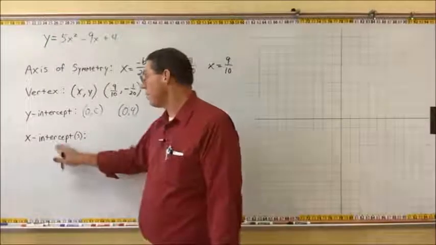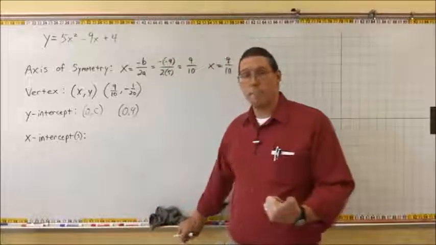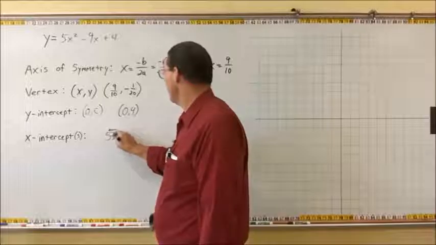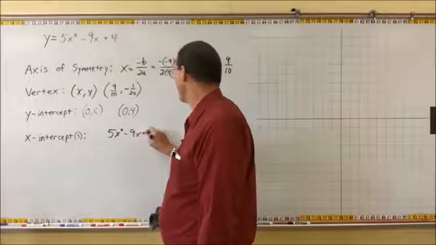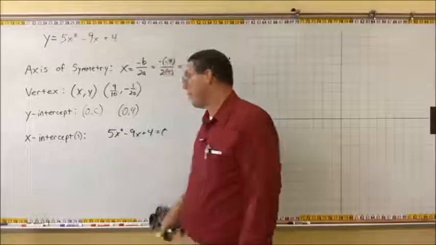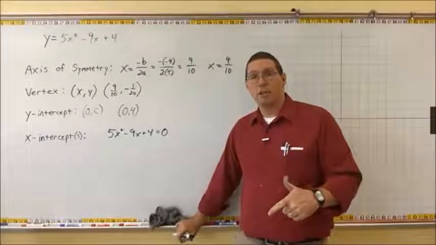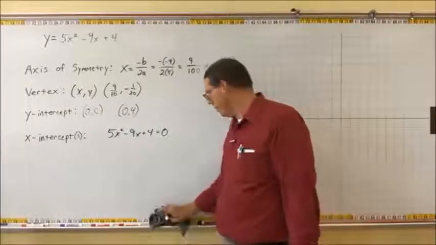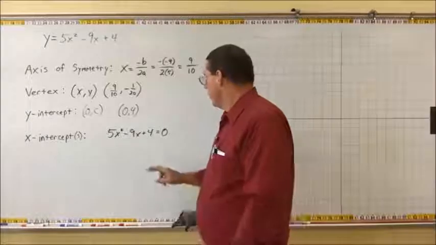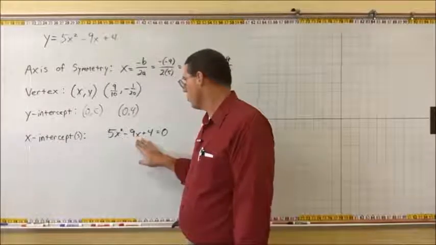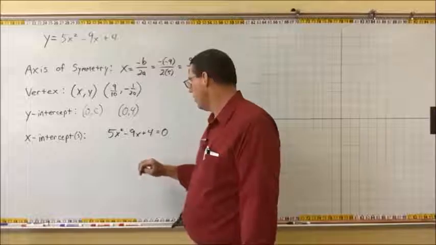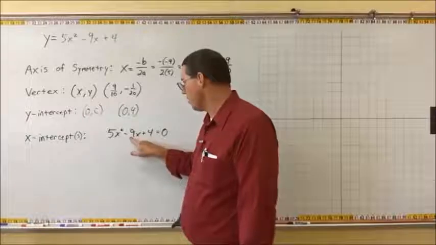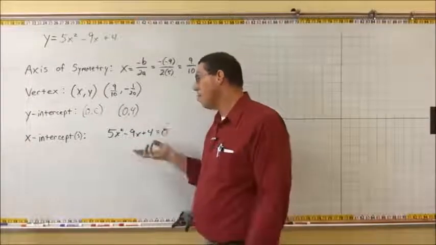To find the x-intercepts, we need to set this equal to 0. So we're going to have 5x squared minus 9x plus 4 equals 0. And now we either have to factor, extract square roots, complete the square, or use the quadratic formula. In this case, we can't extract square roots because it's not a perfect square on this side. We can't use completing the square because we've got a 5 up front, and this is not an even number. Therefore, we might be able to factor.